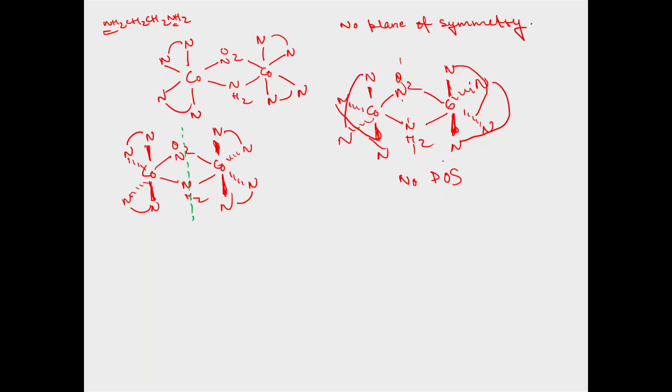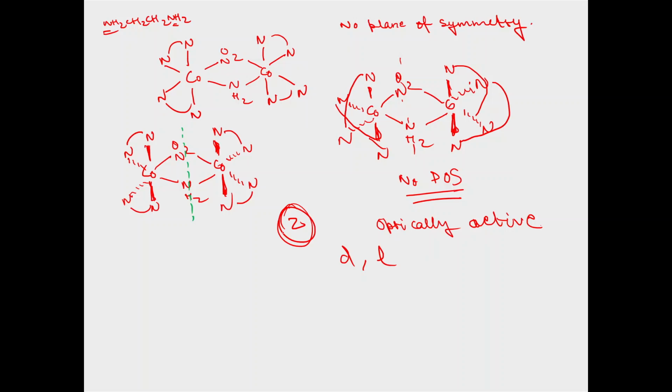Since this geometrical isomer of the complex does not have any plane of symmetry, it will be optically active. So this complex is optically active. That means we will have one D configuration and one L configuration. Optically active means we will have a plus and minus, right? So the total number of optical isomers for this complex will be 2.